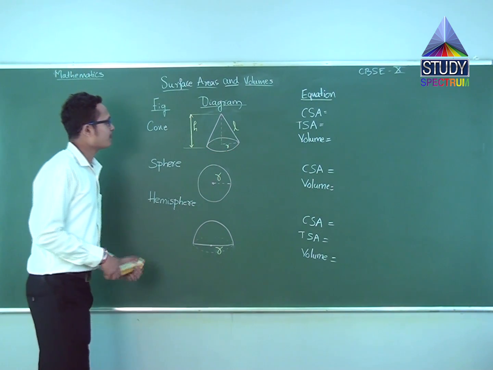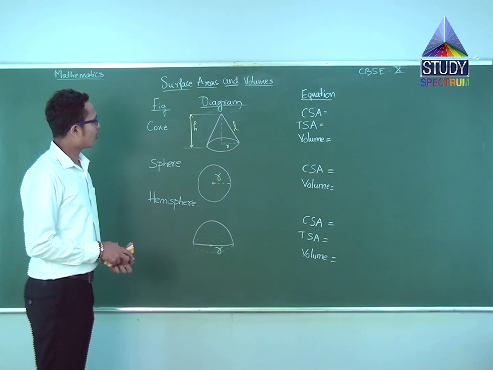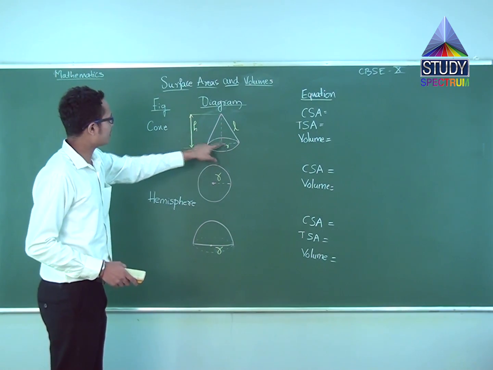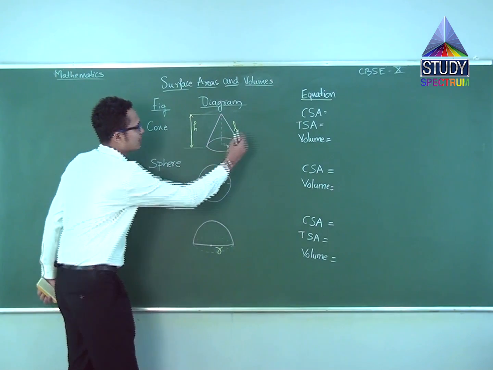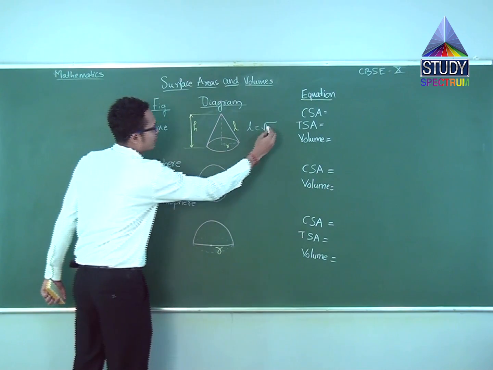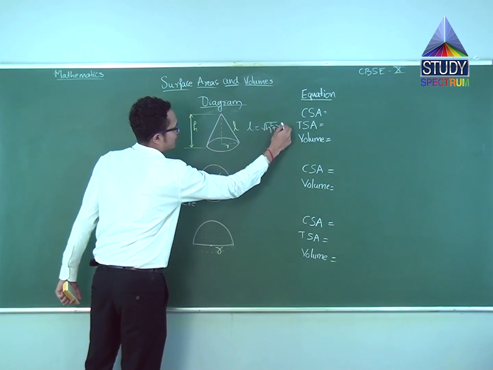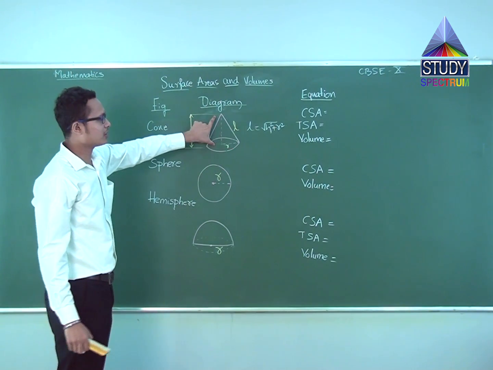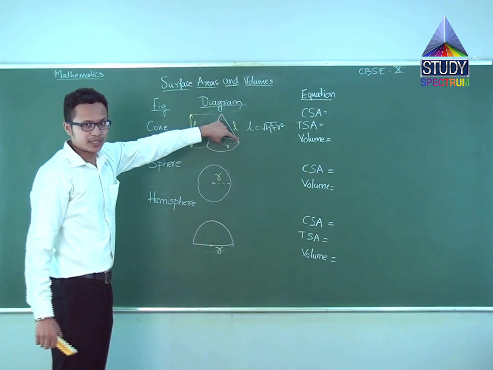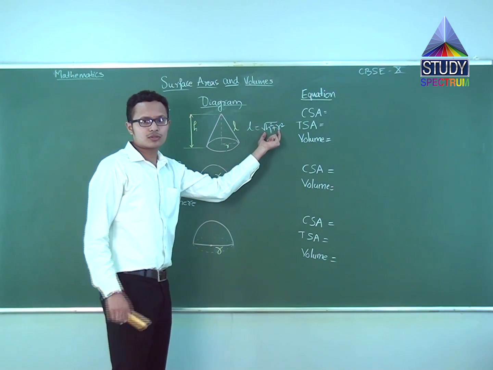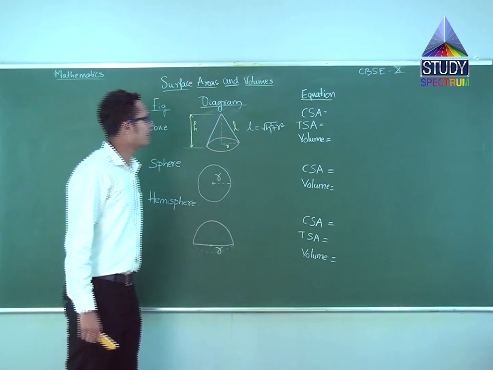So now, according to the Pythagoras theorem, L is the square root of h square plus r square. I'll just write it here. L is root of h square plus r square. Right? Hypotenuse square is equal to perpendicular square plus base square. When you remove that square, these two terms come under the root.